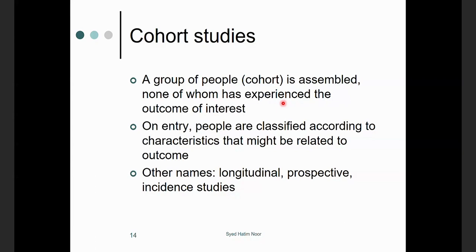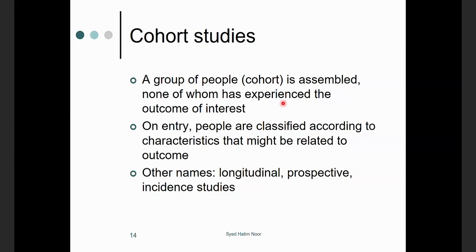Since they haven't developed the outcome yet, that's why the prospective cohort is the study design that can measure incidence. The only study design that can come up with the incidence is the prospective cohort.